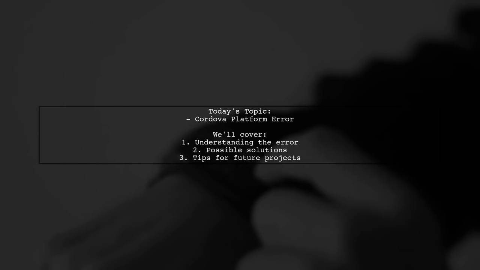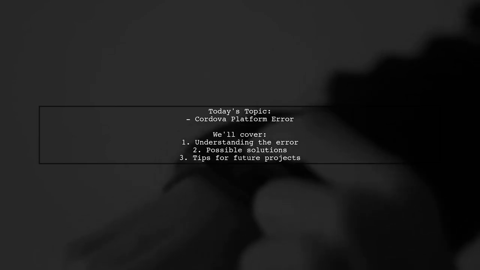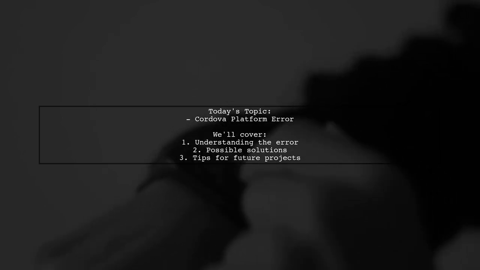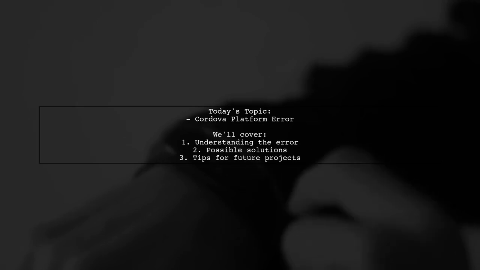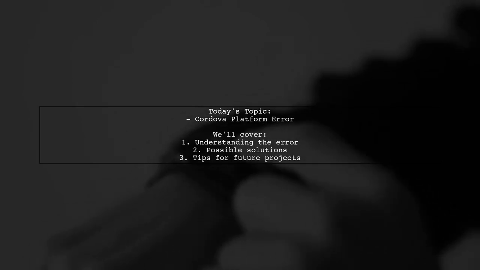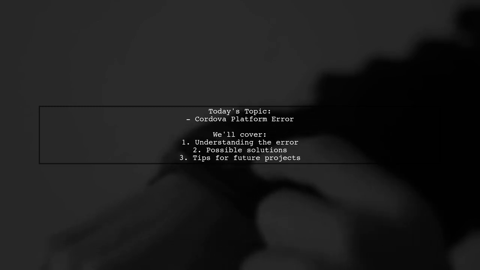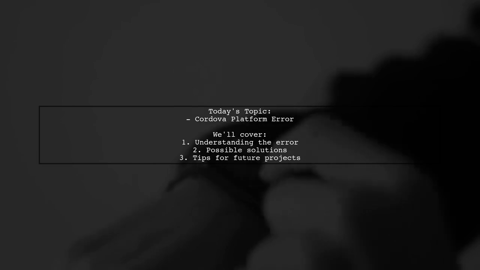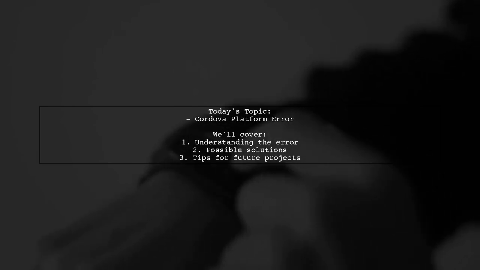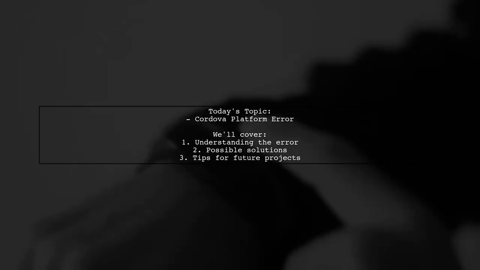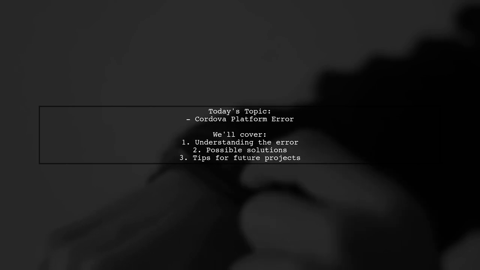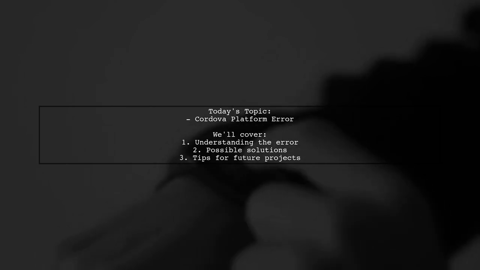Today, we're tackling a frustrating issue that many Cordova developers encounter. One of our viewers recently updated Cordova to version 7.1 on Windows 8.1, but ran into a roadblock when trying to add the Android platform. They received an error message stating that their Android platform does not have Api.js, and that using this version of Cordova with an older version of Cordova-Android is deprecated. Let's dive into this problem and explore how to resolve it.